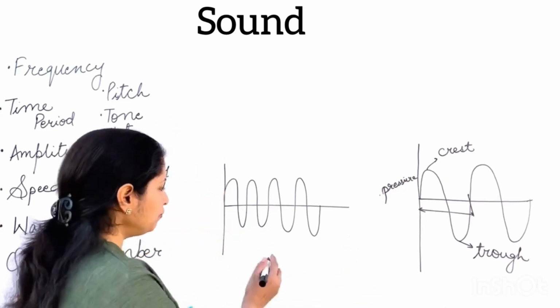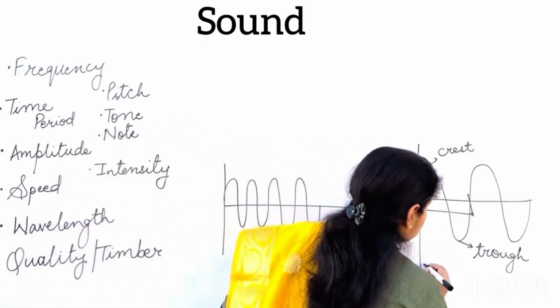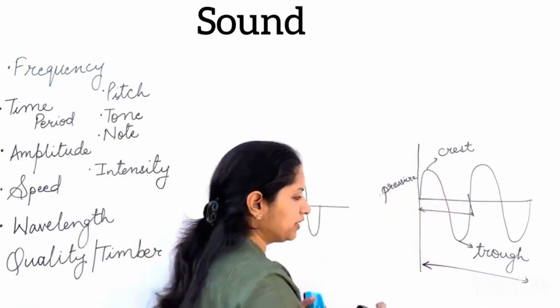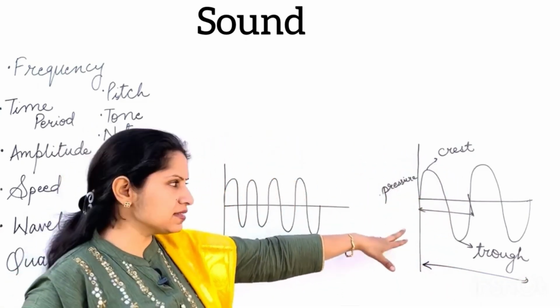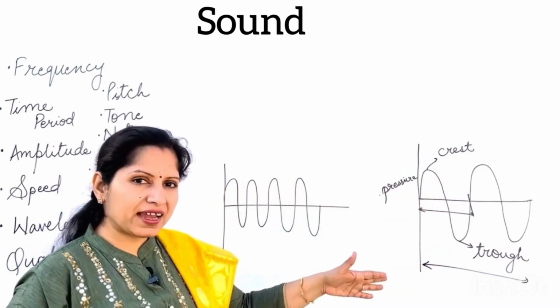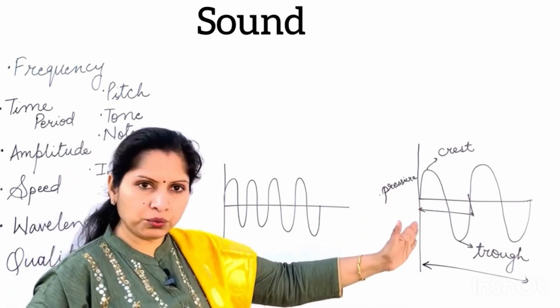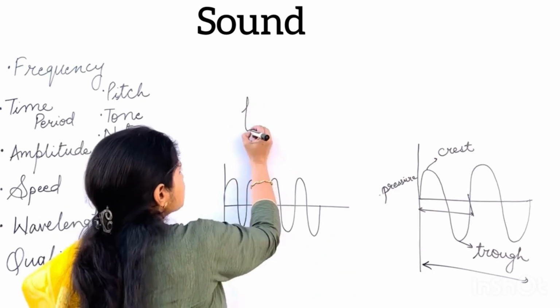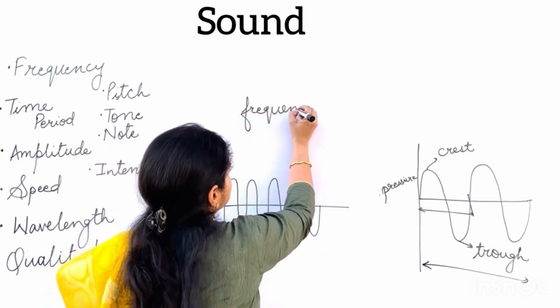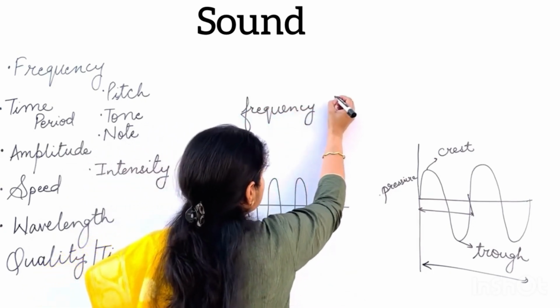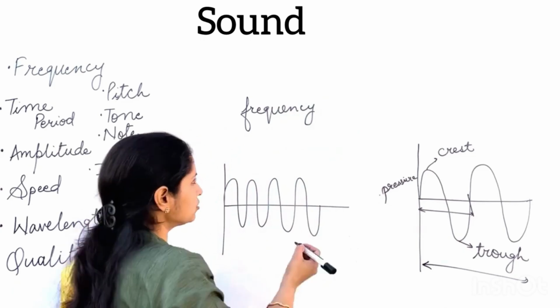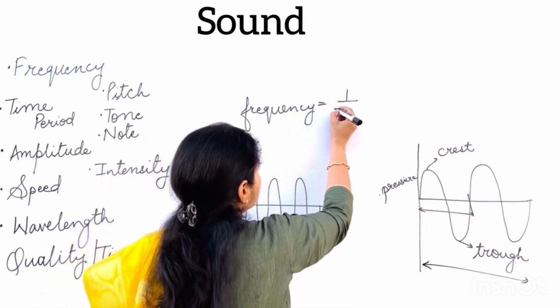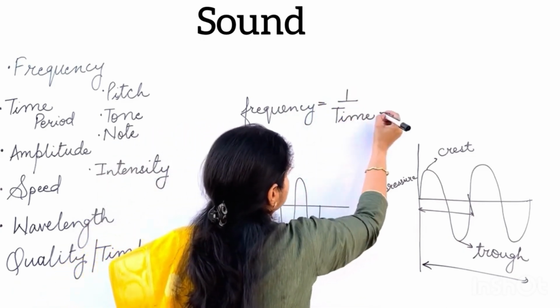Now you can easily think that if in 1 second two waves were there and I called it as the frequency is 2, what will be the time taken for one wave? It will be half a second. Okay, so frequency and time period are inversely proportional to each other, and frequency is 1 upon time period.